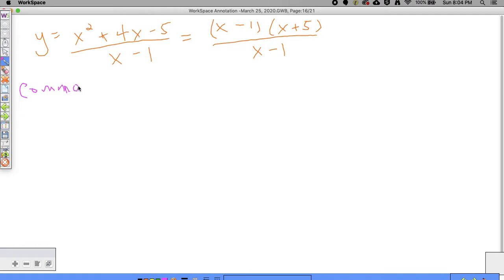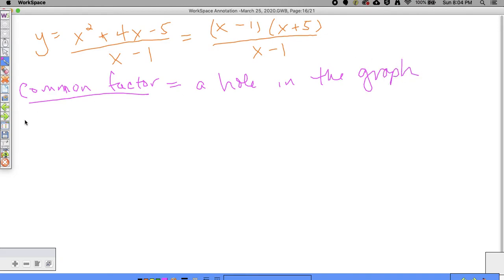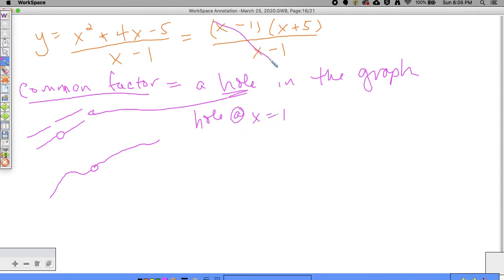When you have a common factor, that simply means a hole in the graph, or a little jump. It's not asymptotic. It's almost like you're moving along and then it jumps and continues on. They like to designate it by showing a hole there, but that's literally what happens: there's an actual space in the graph. So right now, our graph is telling us that we have a common factor, so there's a hole there. We know that we have a hole at x equals 1. When we cancel out those factors, we wind up with y is equal to x plus 5. Question.